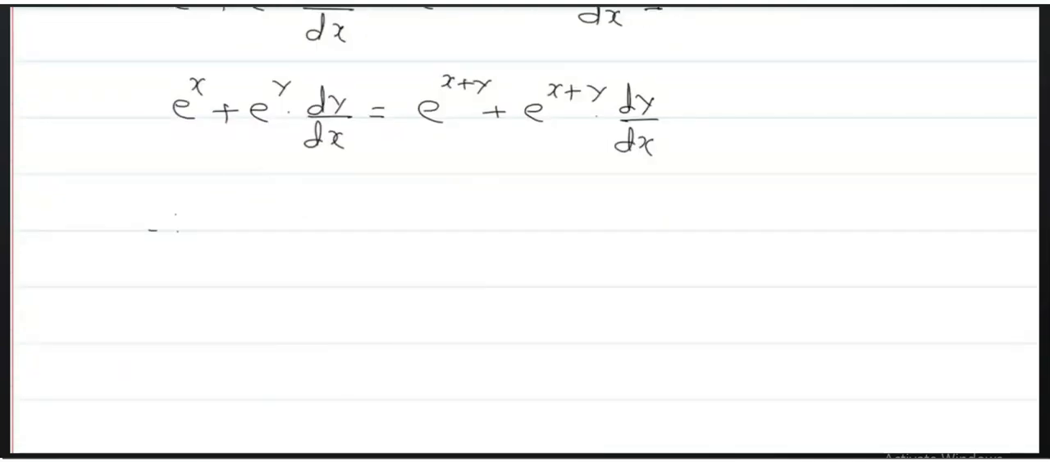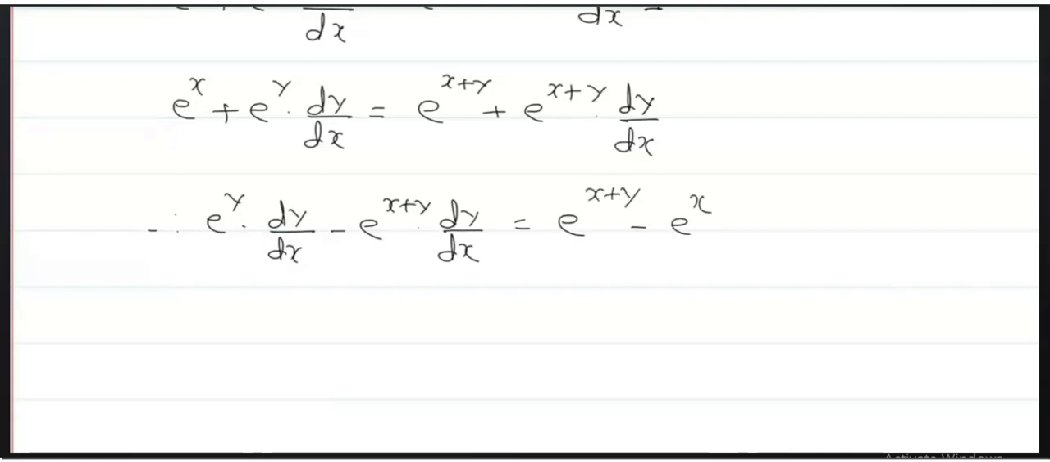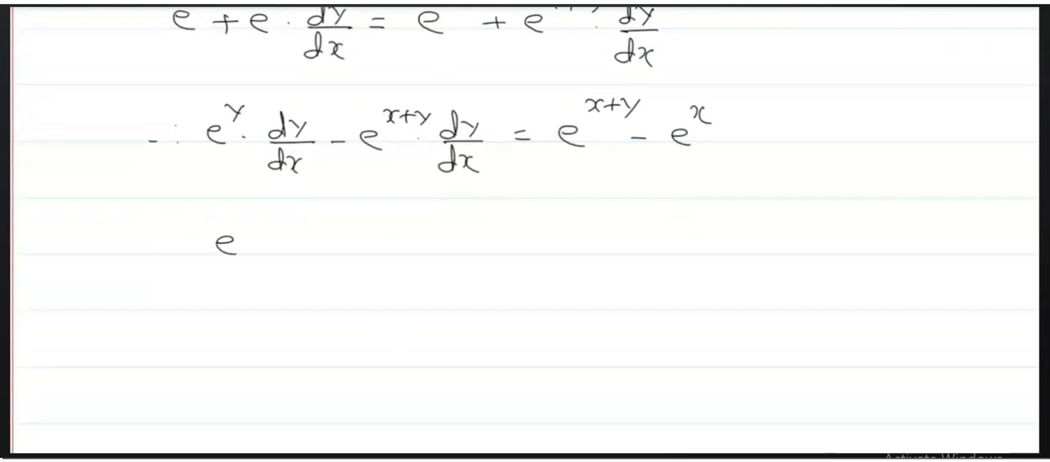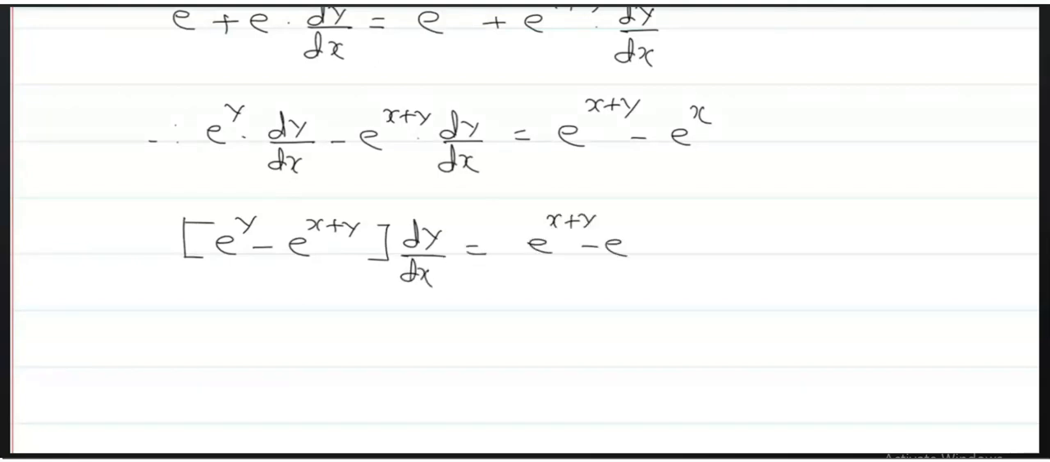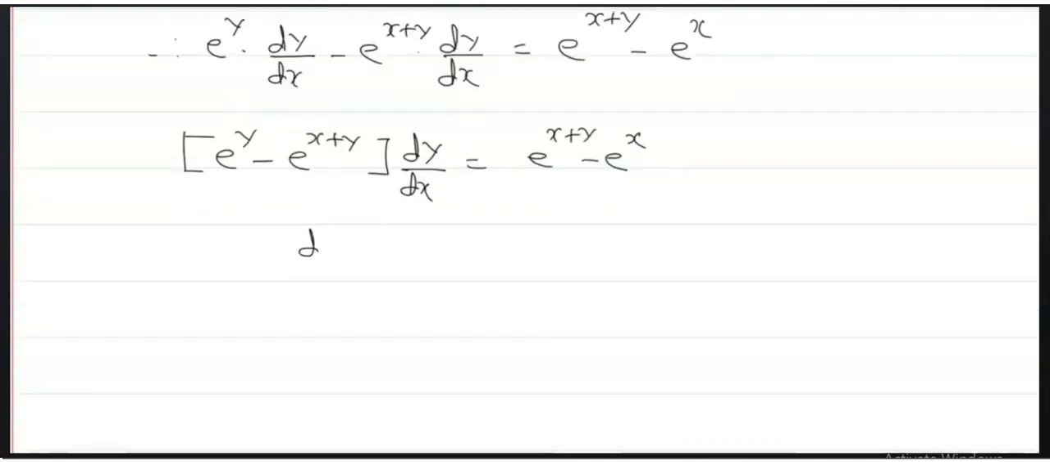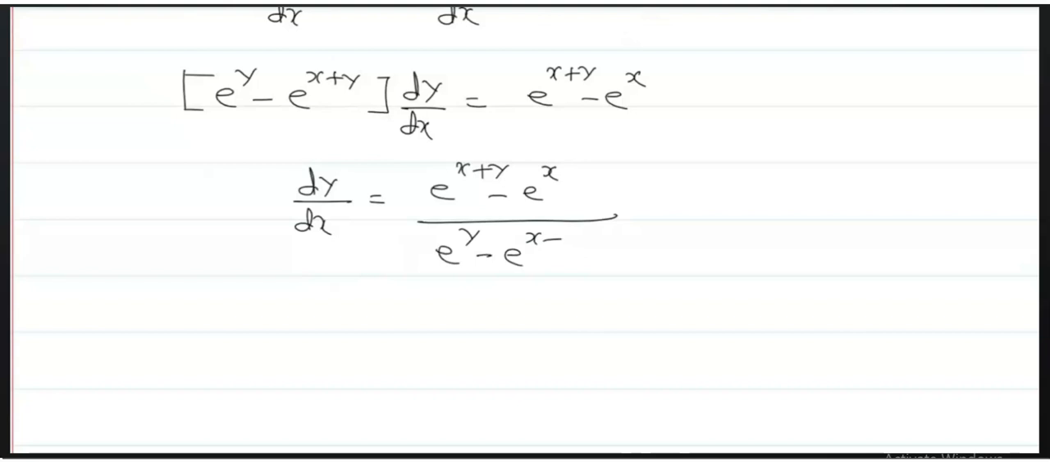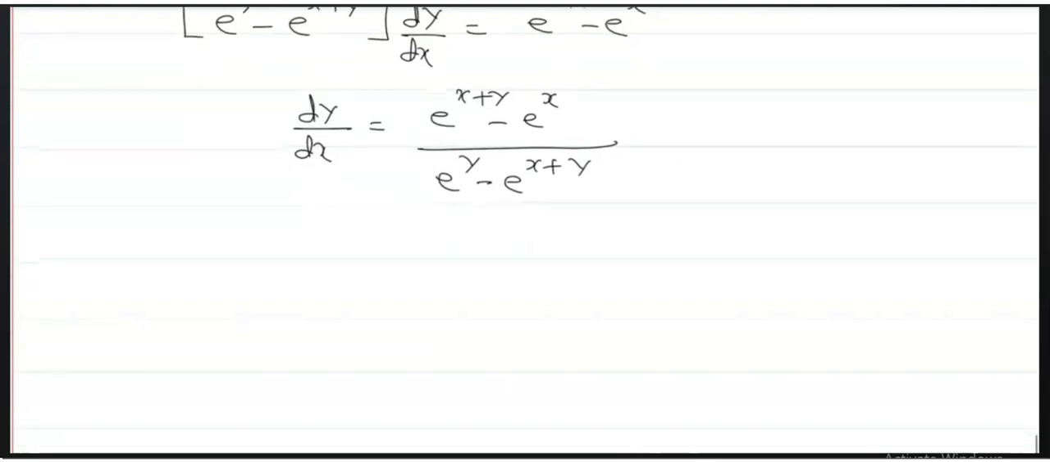Collect the terms of dy by dx on one side. Therefore, e raised to y into dy by dx minus e raised to x plus y into dy by dx is equals to e raised to x plus y minus e raised to x. Take dy by dx as common. Dy by dx is equals to (e raised to x plus y minus e raised to x) upon (e raised to y minus e raised to x plus y).